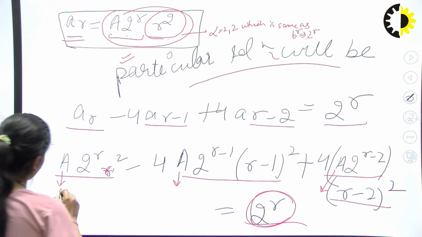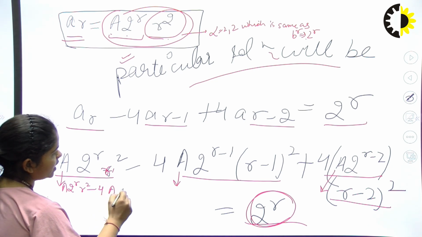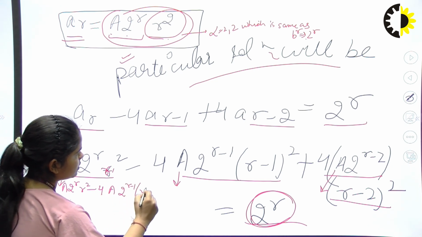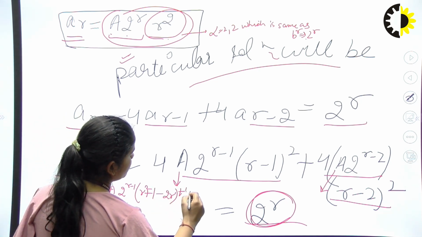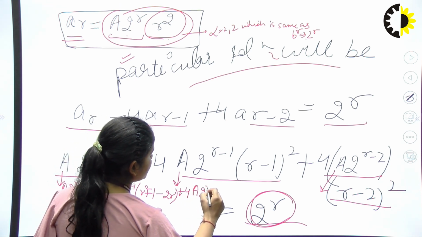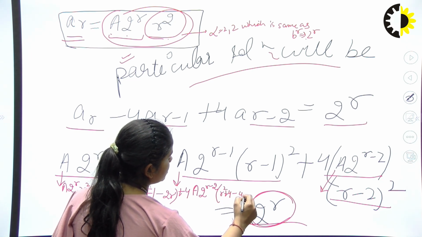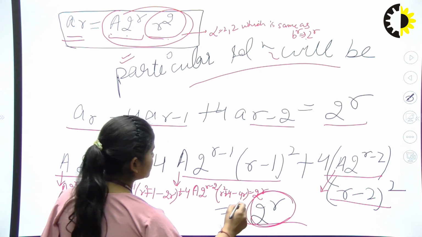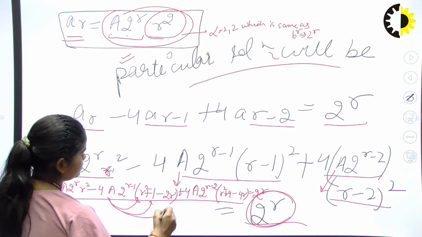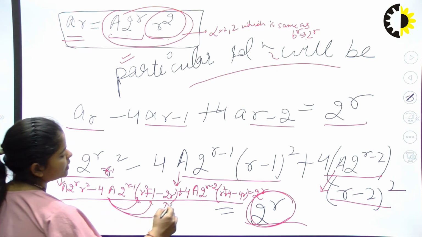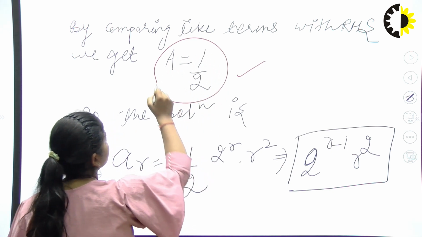Like here, we open it like this: minus 4 A 2 to the power r minus 1, times r square plus 1 minus 2r, right? Plus 4 A 2 to the power r minus 2, times r square plus 4 minus 4r, is equal to 2 to the power r. This will be the opened out form, right? So now multiply this with this and compare 2 to the power r terms with this term. By getting all this, we get A equals half, right?